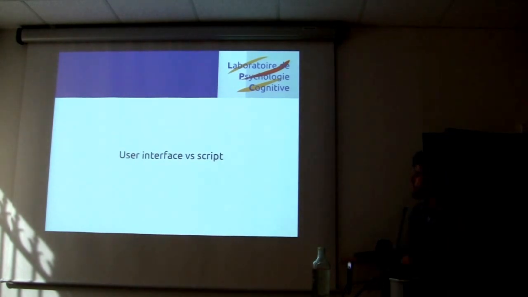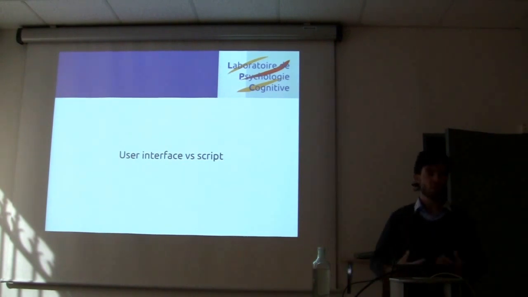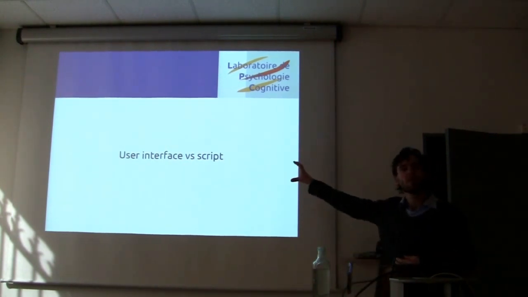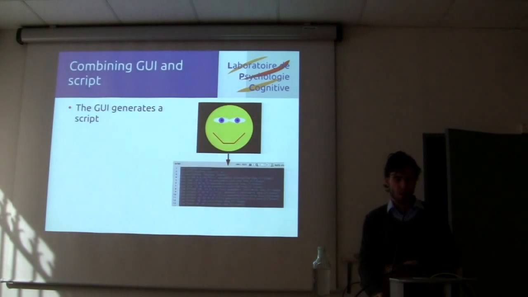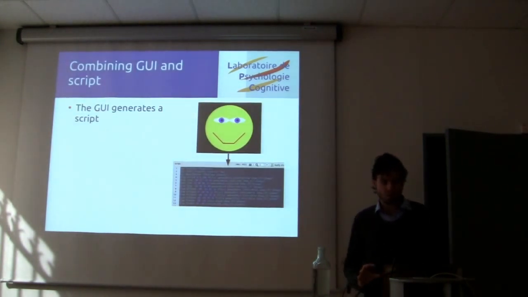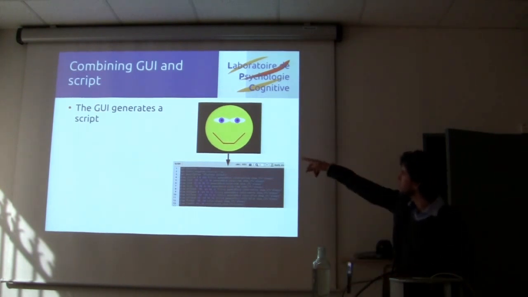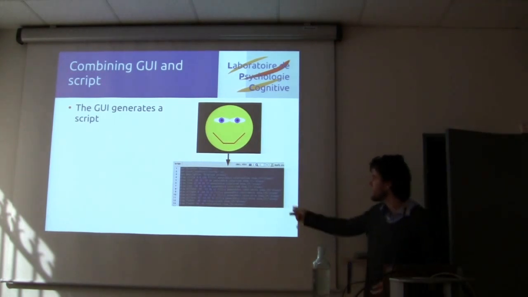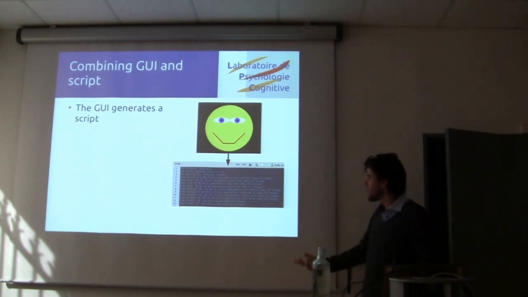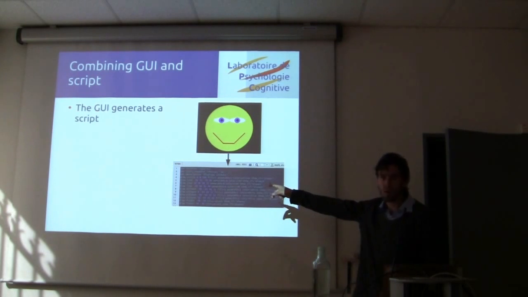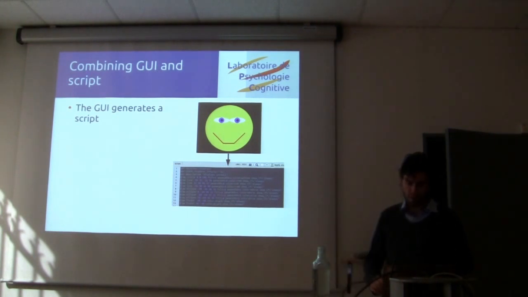Now, let's go a little bit into the distinction between the user interface, which is what you see and usually work with, and the script that defines your experiment in OpenSesame and lies below the user interface. The way it works is as follows. If you do something in the user interface, it generates a script. So let's say you're drawing this smiley. Then OpenSesame generates a script that corresponds to that smiley. Like, draw a circle. Well, it's a bit too dark maybe for you to see, but each of these lines is a draw command that creates that smile.